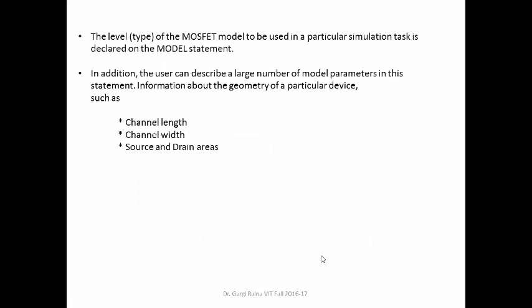So the level type of the MOSFET model that one uses in a particular simulation task is declared on the model statement itself. In addition, the user is also given the possibility of describing a large number of other model parameters used in the statement. They are related to information about the geometry of a particular device, like the channel length, channel width, and the source drain areas.